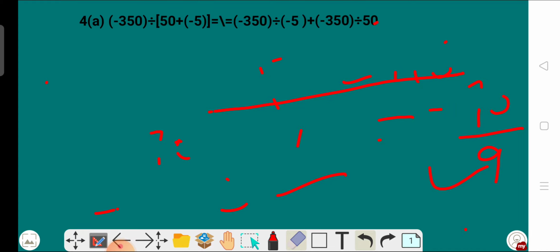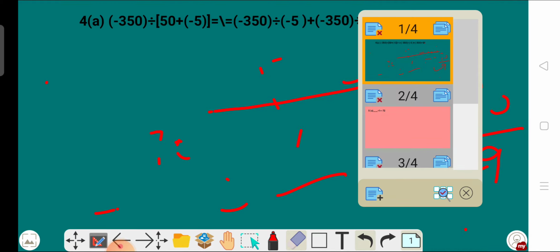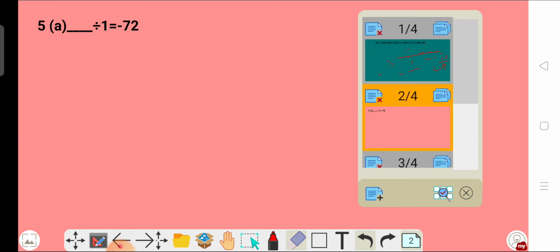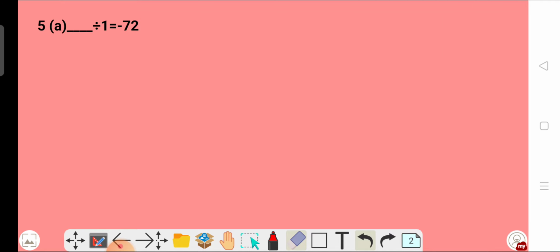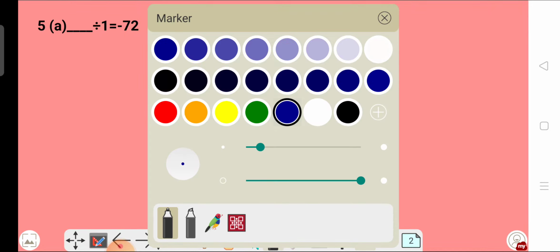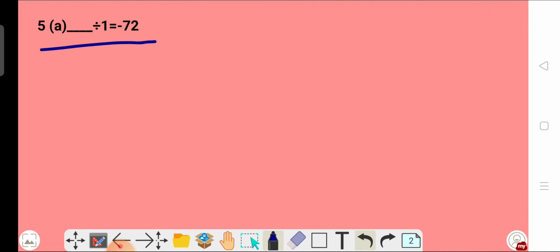Now we will do our question number fifth A part. In the question number fifth, you have to use the property of division, beta. Okay. In this A part, which property we have to use? Just recall your mind and go to the property division by 1.